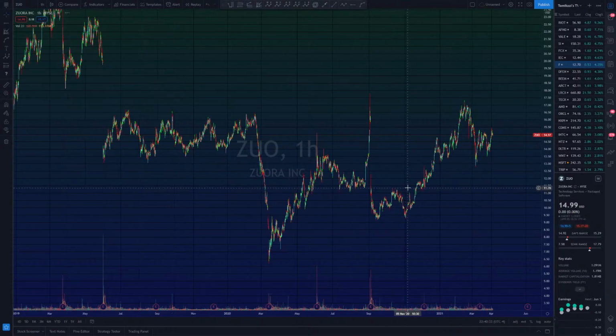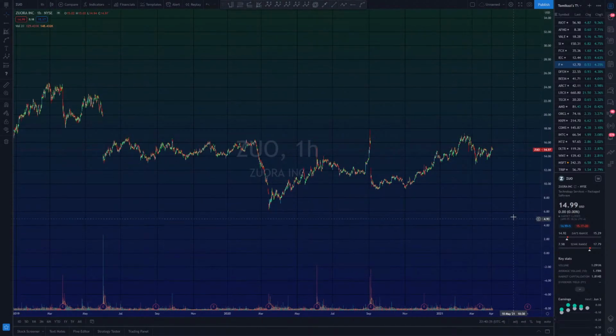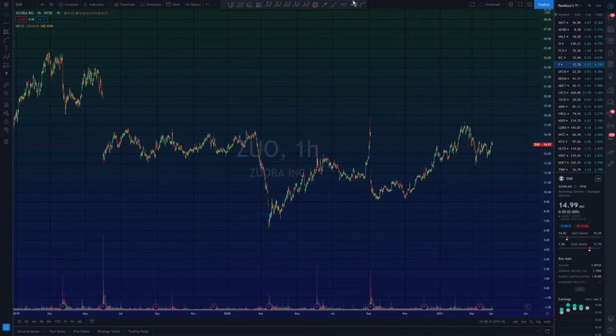Zuora's like another Cloudera, basically. So it's like a hyped up cloud or a hyped up tech stock that hasn't quite taken off yet, but people think will. So I don't think you could go wrong. Yeah, we could do Tesla before we get done here.